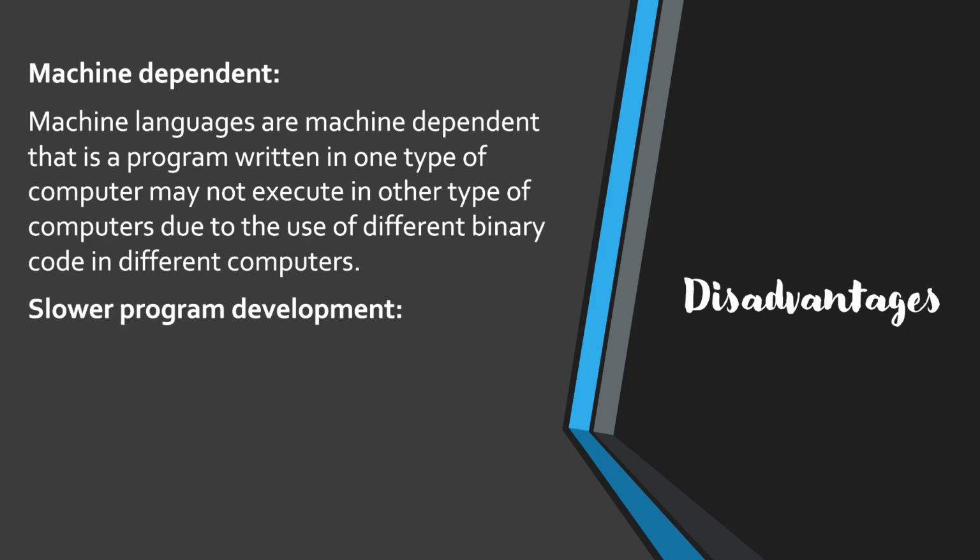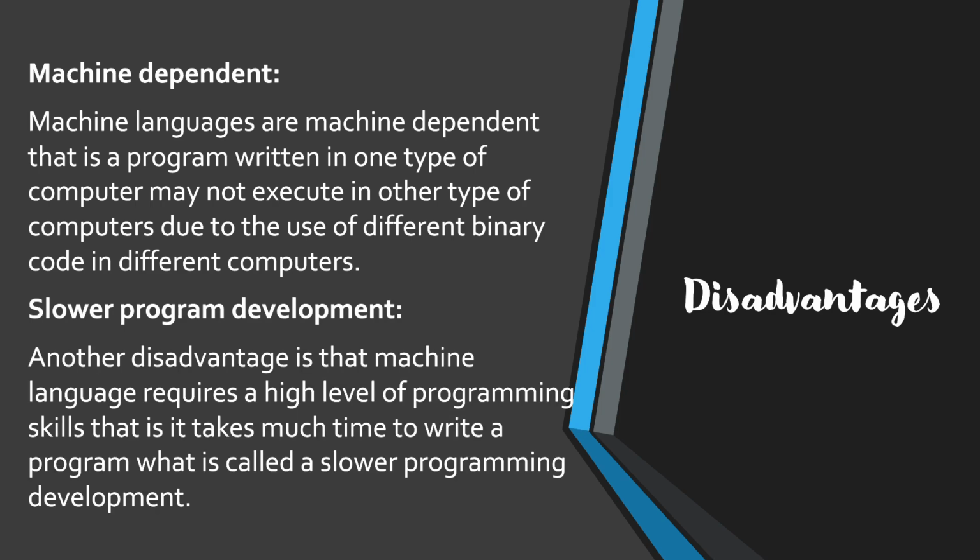And slow program development. Another disadvantage is that machine language requires a high level of programming skills, so it takes too much time to write a program, which is called a slow programming language, because many of us don't know the machine language, right? We are aware of English language, but can you do the same code in machine language? Can you write the program in zeros and ones? No, right? You'll write only in English. So this is not worth it for us. We only know high level language. Low level language can be understood only by the computers. We humans can't understand the low level language.